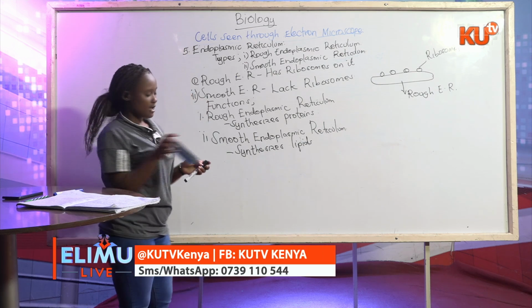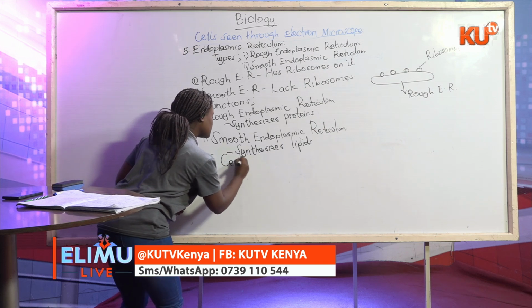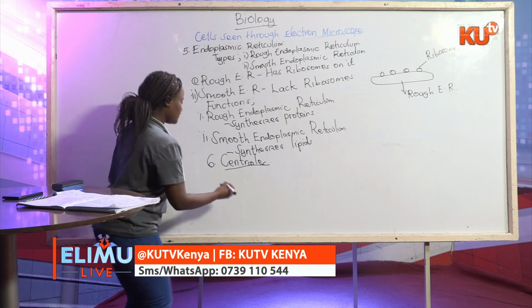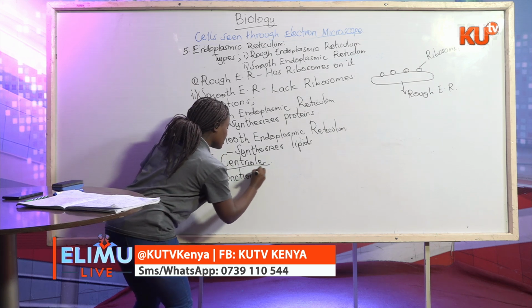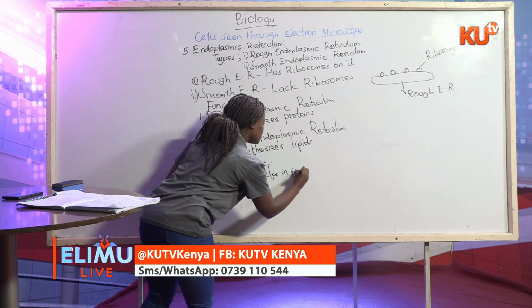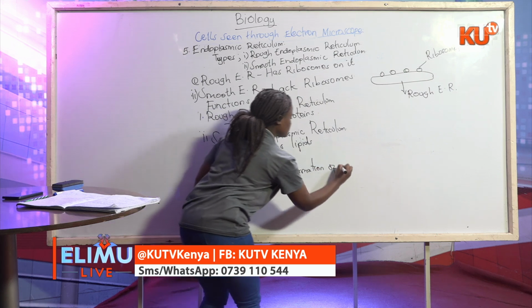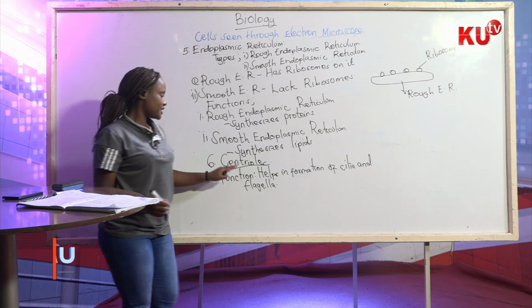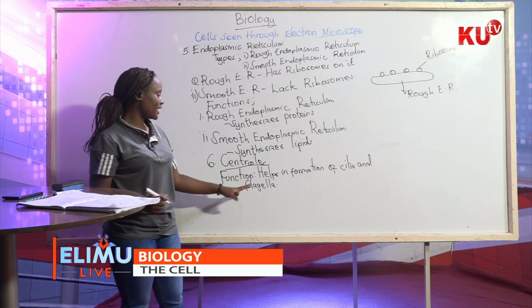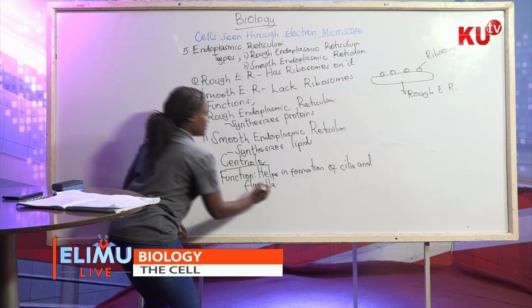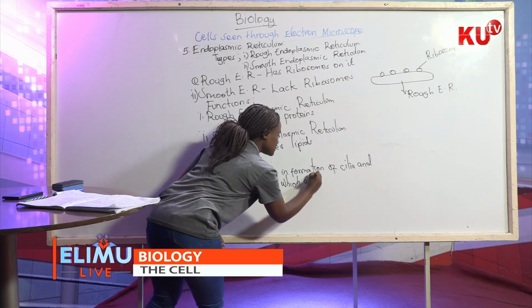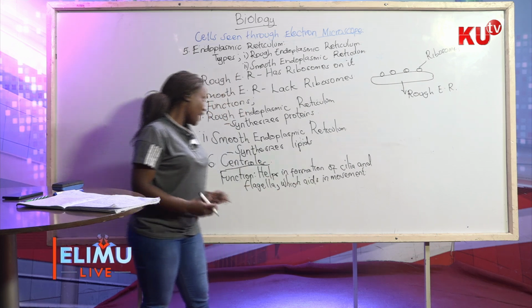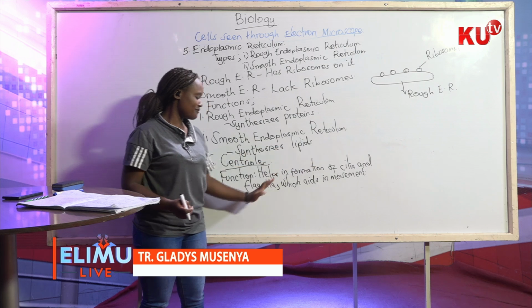Now we go to our sixth organelle, that is the centrioles. The centrioles help in the formation of cilia and flagella. The centrioles help in formation of cilia and flagella, and the cilia and flagella are used in movement, which aids in movement.